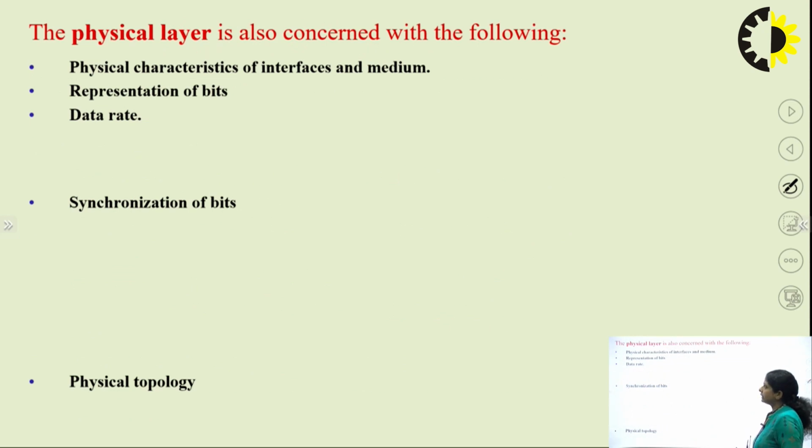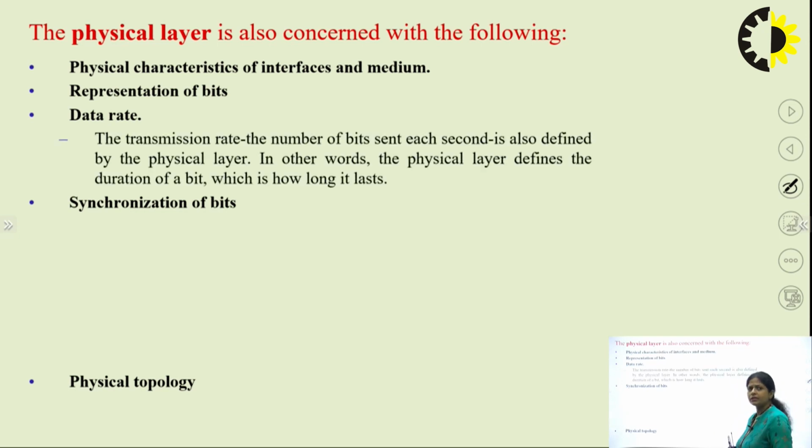The physical layer is also concerned with the following functions: physical characteristics of interfaces and the medium, representation of bits, and the data rate. When we say data rate, what does it mean? Data rate is the transmission rate, the number of bits sent each second. Data rate is also defined in the physical layer, right?